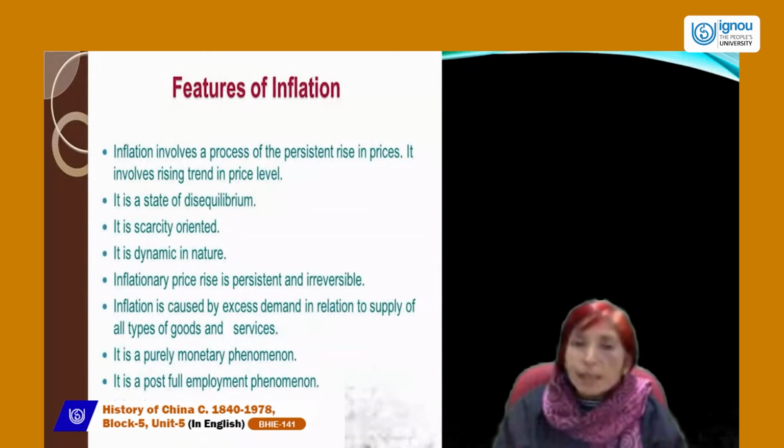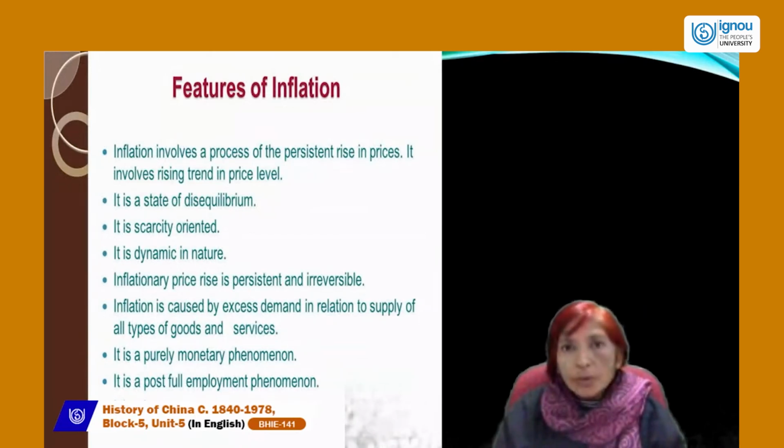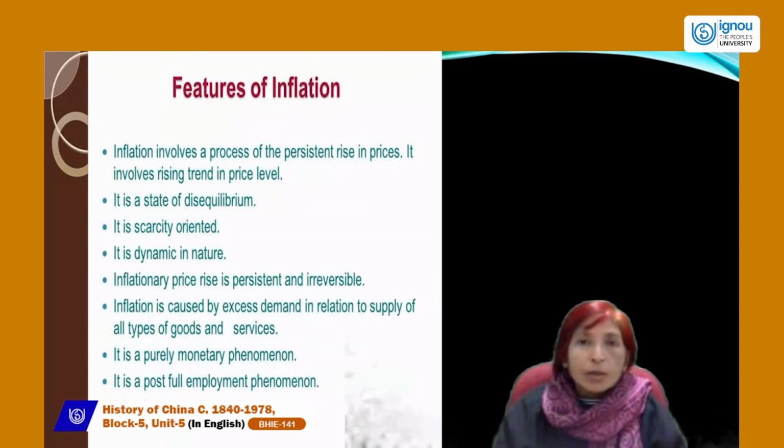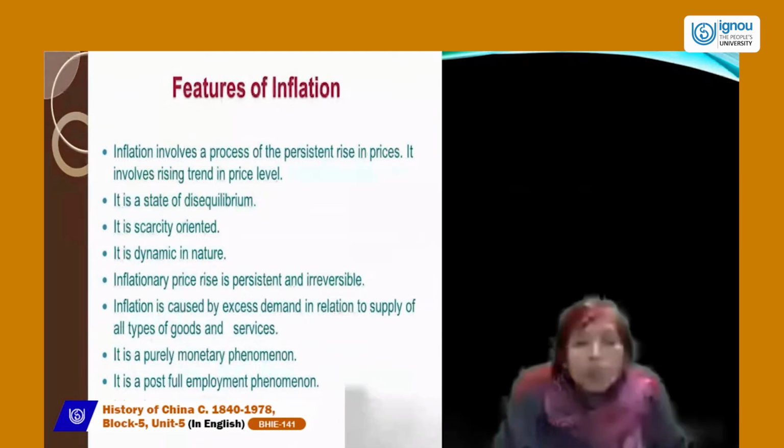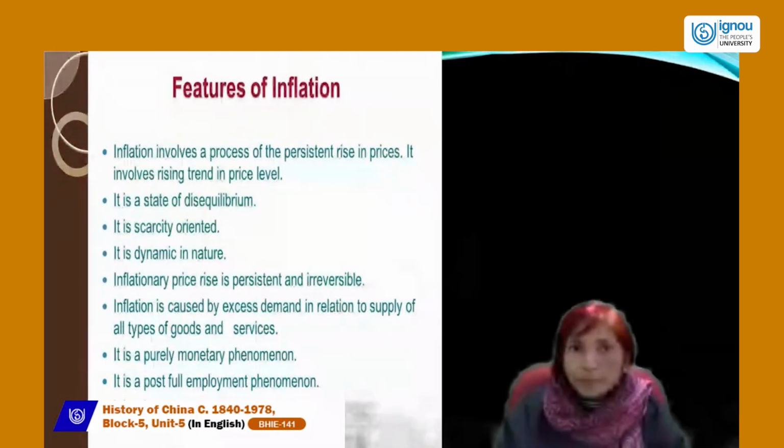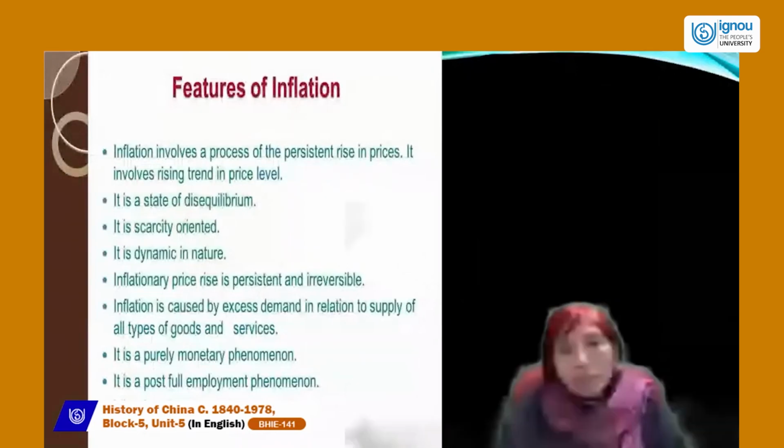Whenever money supply rises, the price level also rises simultaneously by the same proportion, according to Irving Fisher, but not by Keynes. And inflation is a post full employment phenomenon. When the economy achieves the full employment level, then nothing will rise after that, only the price level will rise.